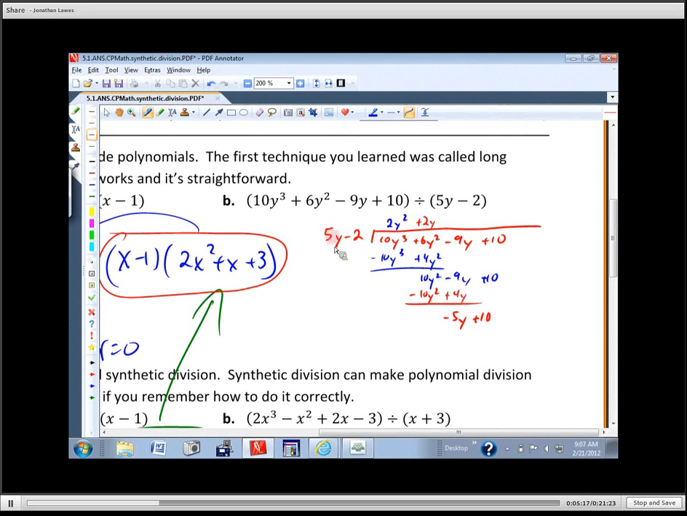And then I just look here. What do I multiply 5y by to make it a negative 5y? Just a negative 1. So I'm going to write a negative 1 here. And then I multiply. So this is going to be minus 5y. That's going to be a plus.